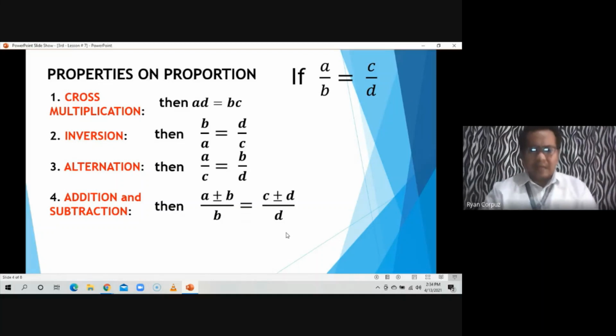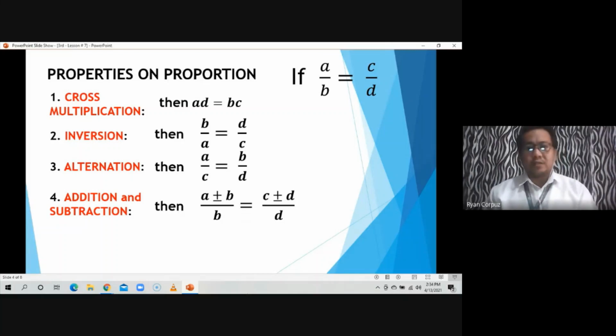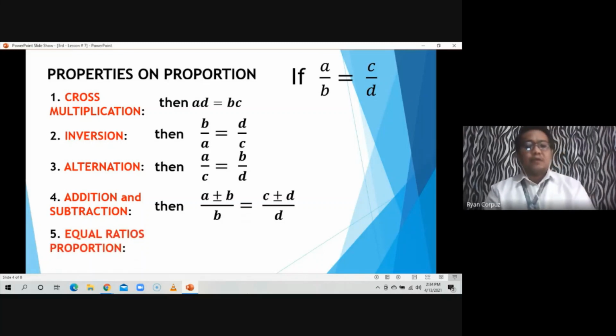So kahit i-apply mo lahat yan, still yung magiging ratios natin are equal. Kaya nga siya tinawag as properties on proportion that even if we apply those properties, magiging proportion pa rin yung given two ratios natin. So that's about addition and subtraction property on proportion. Next. So we do have here equal ratios proportion.